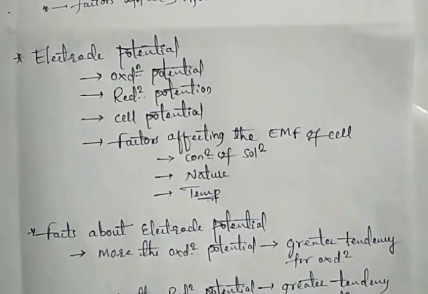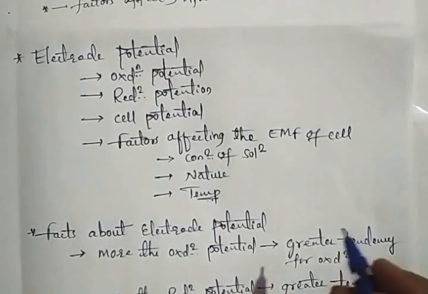Hello students, in the last class we completed the electrode potential concept. Now we'll move to the next concept, that is representation of a galvanic cell. Before going to the representation of a galvanic cell, let us recall the concept of electrode potential.